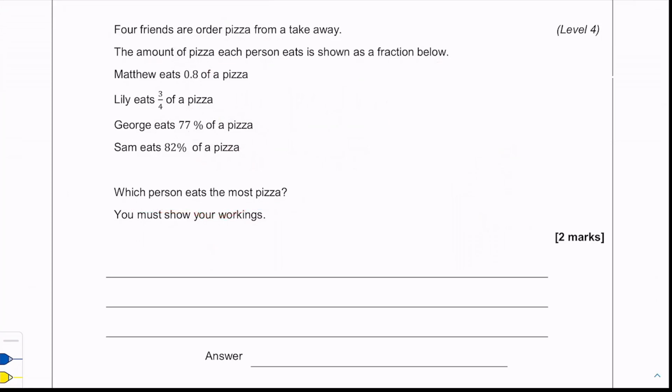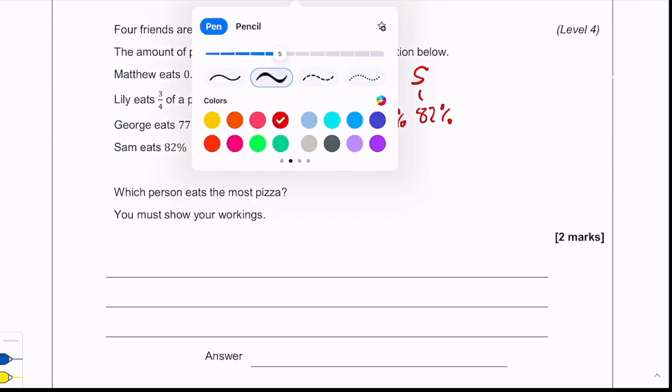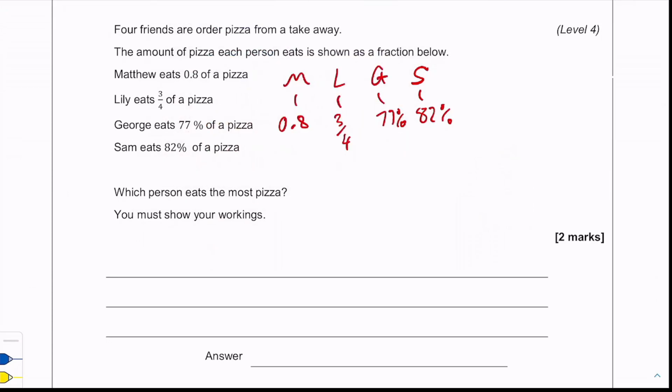Right, let's have a look then. So we've got M for Matthew, L for Lily, G for George, and S for Sam. And what do they all eat? So we've got 0.8, we've got 3/4, 77%, and 82%. Right, so we need to just convert these all to the same thing pretty much. As 2 of them are already percentages, let's just do that, shall we? So 0.8 as a percentage is 80%. 3/4 is 75%. And then, of course, we've got 77% and 82%.